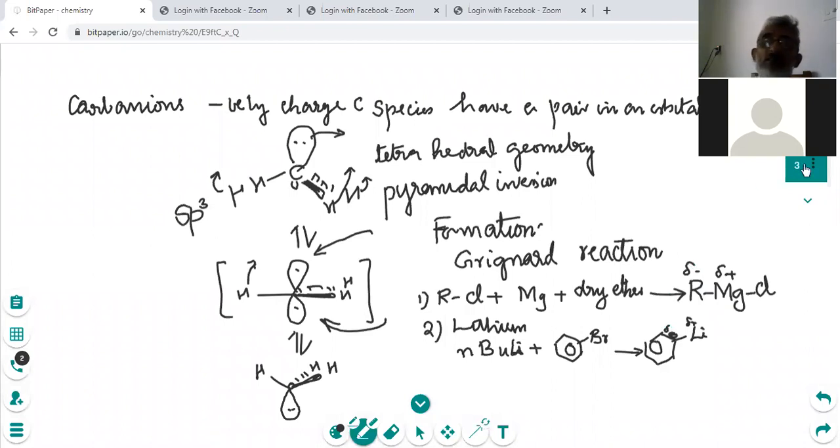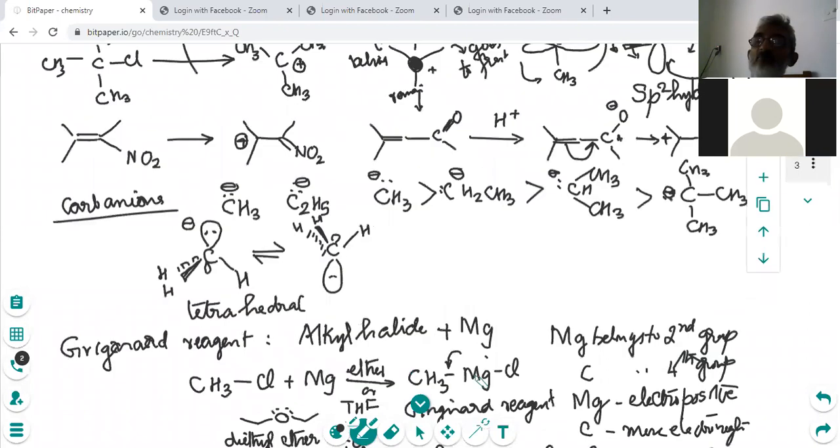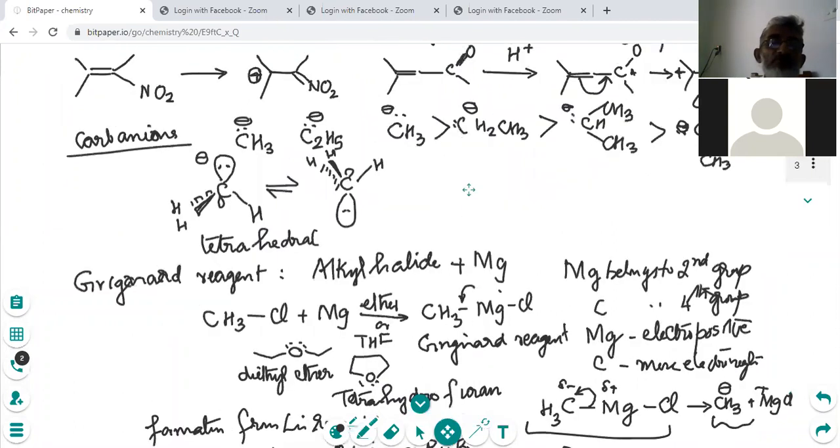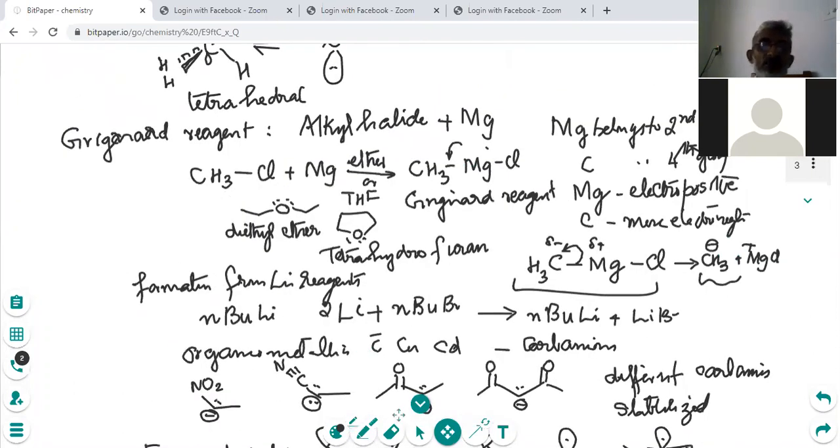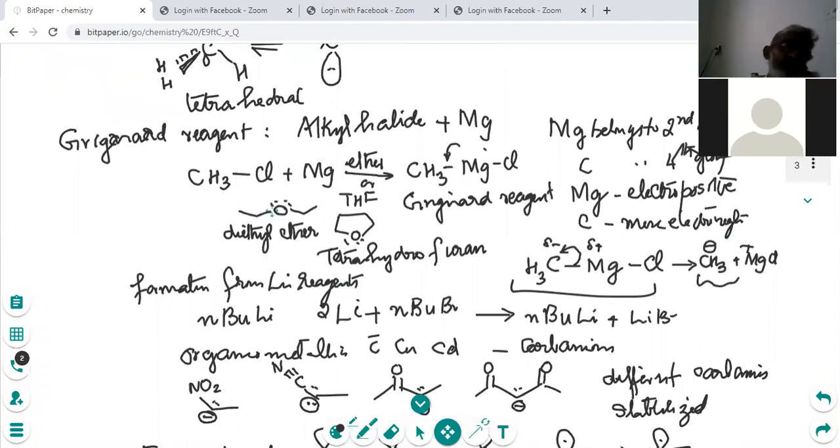So that is the method of formation. Now I told you ether is used as a solvent. Instead of that, you can have THF also as a solvent in Grignard reaction. THF has this structure. This is THF, tetrahydrofuran. It's a 5-membered ring with an oxygen. That is also used as a solvent.